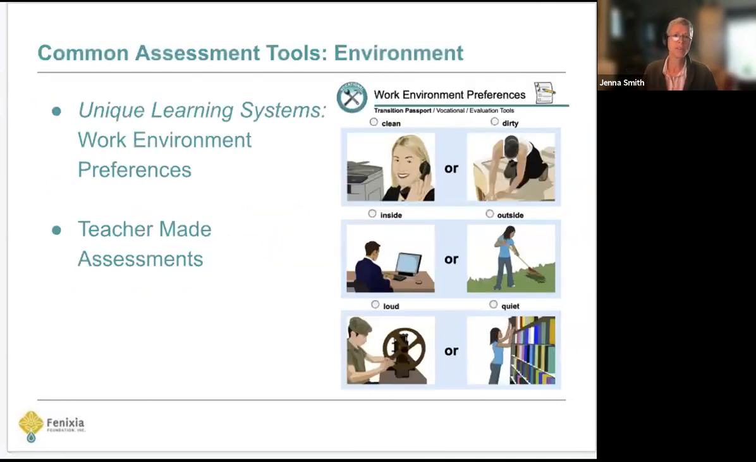This is another example of a common assessment tool for looking at your environmental preference. But again, you don't need this. You're just going to ask sort of those basic questions. So this is the Unique Learning Systems work environment preference, and you can see clean or dirty, inside or outside, loud or quiet. If you are working with a student or if you are related to a student, you are going to know probably already in which environment students are most successful. But now you're going to be training your mind towards thinking that way to set them up for success and independence.